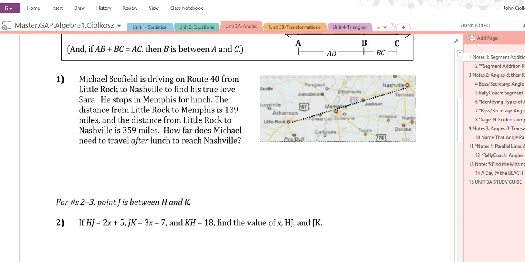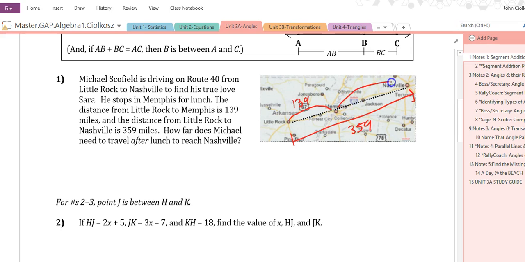Alright, so we're going to go ahead and do this all together. Michael Schofield is driving on Route 40 from Little Rock to Nashville to find his true love, Sarah. He stops in Memphis for lunch. The distance from Little Rock to Memphis, okay, so let's look at our map here. Here's Little Rock. So from Little Rock to Memphis is 139 miles. The distance from Little Rock to Nashville, so our whole thing here, is 350. How far does he travel after lunch?